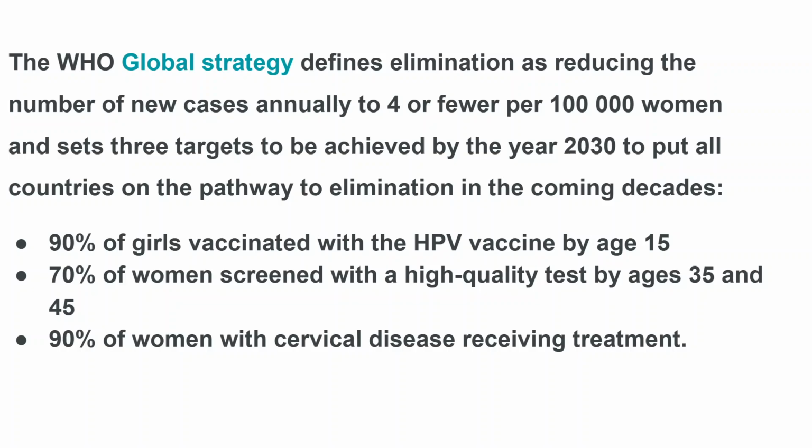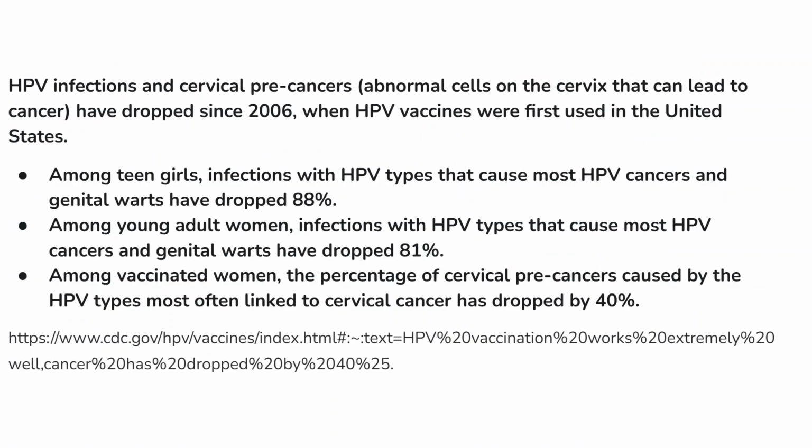And those 3 targets are now recommended to all countries including India, and there is a lot of WHO pressure to follow this in India also. So our national policy makers are contemplating on that. Still it is not yet made mandatory, but within a few years, or maybe in a short duration, there will be mandatory issues related to HPV vaccination in India, and that target is 90% of the girls should be vaccinated with HPV vaccine by age of 15. 70% of the women should be screened with a high quality test by ages of 35 and 45. 90% of the women with cervical disease should receive treatment. This is the WHO target, and the health policy makers are now targeting this issue in India also. So we should be prepared for that.